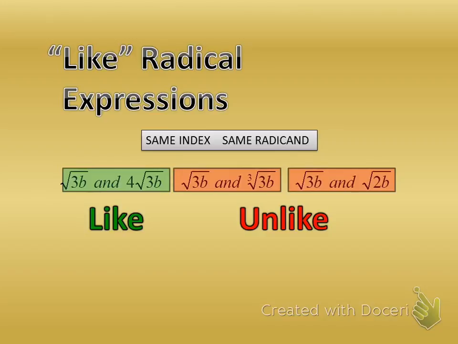Now, to be quite honest, these problems don't mix indexes. You'll never see a problem like 2 rad 3 plus 3 cube root of 3 plus 3 fourth root of 3. Nothing like that, ever. So you really don't have to worry about the index part. You need to make sure, though, that the radicand is the same. The first one doesn't really have an index? It's an index of 2. If it's not there, it's 2.